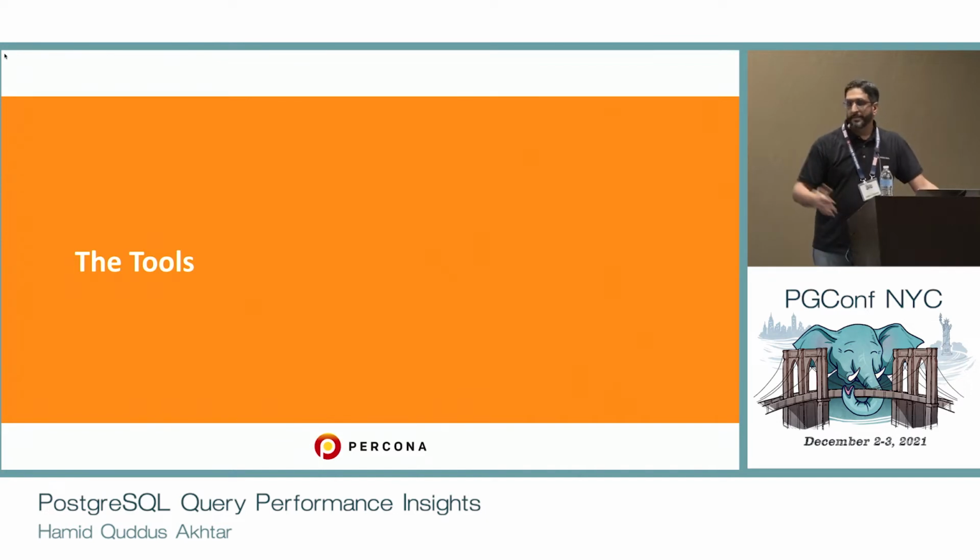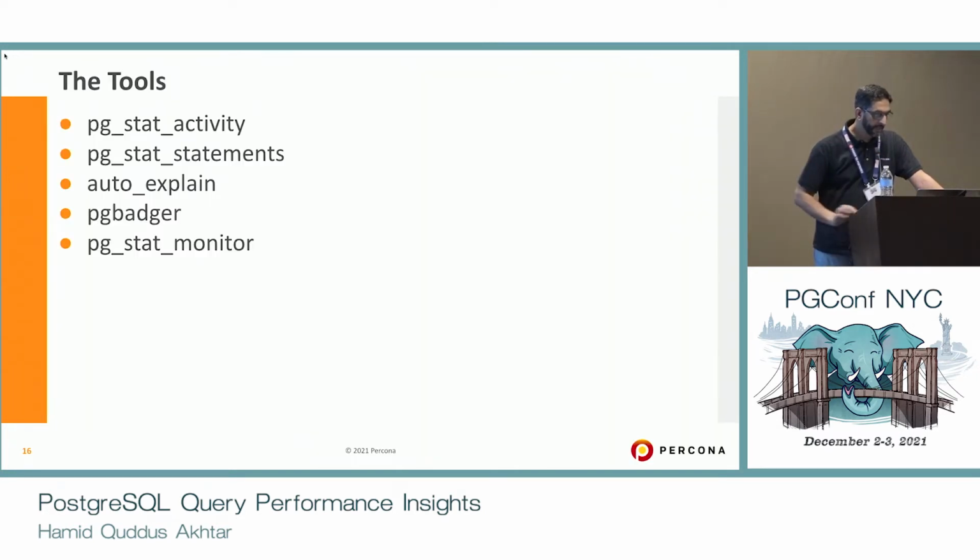So next, now that we've discussed some of the basics of the plan and what kind of value we can get out of those plans, we need to look at some of the tools that are available out there. In this talk, I'm going to discuss tools that are commonly available or used, and that are open source as well. They're used for different purposes, and we're going to go through how they fit into the entire scheme of things. Start with pg_stat_activity, followed by pg_stat_statements, auto_explain, pgBadger, and pg_stat_monitor.